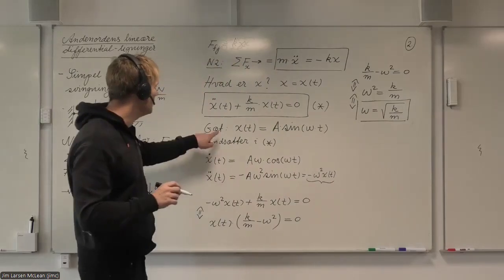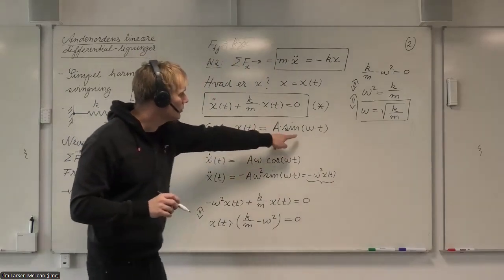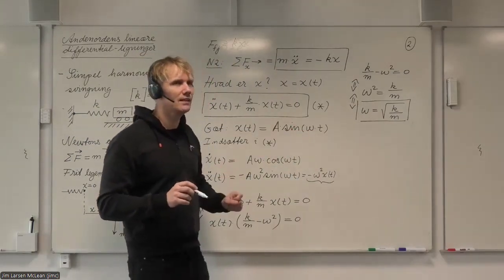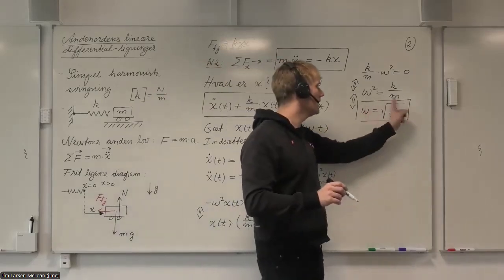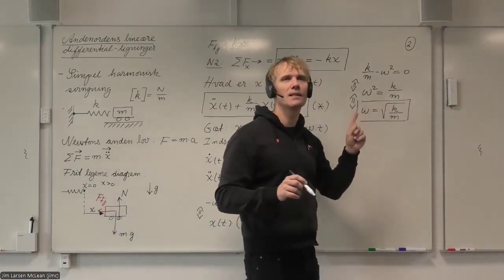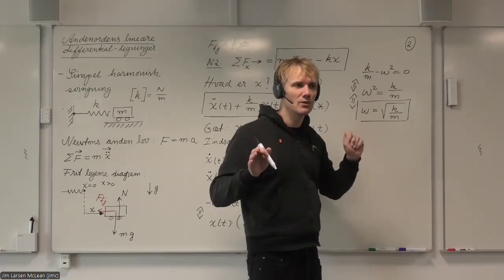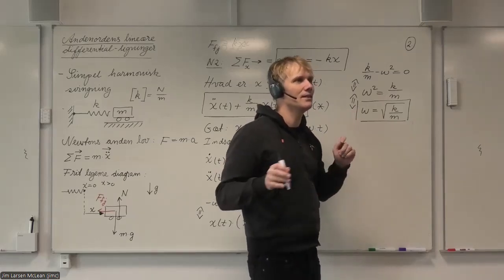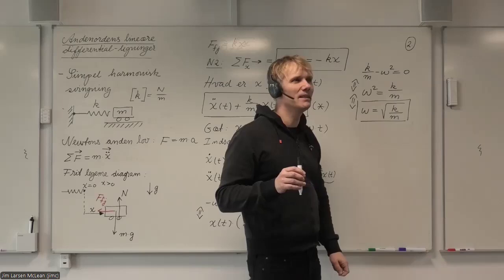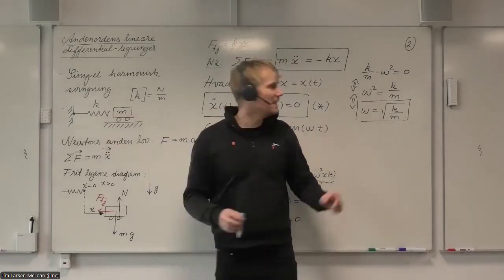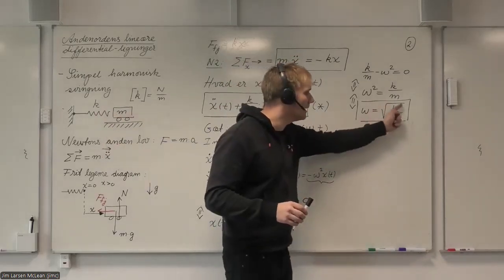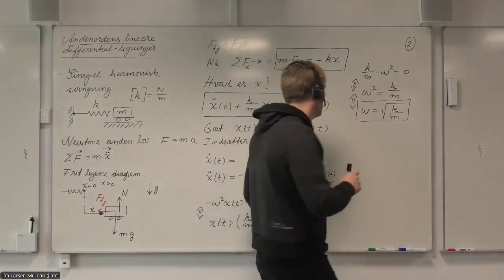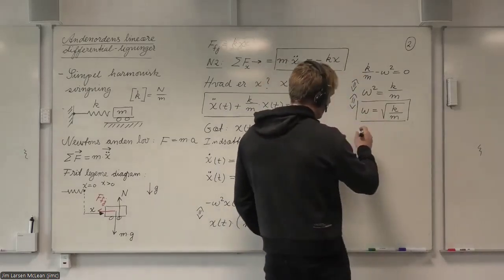That means this A times sine of omega t is the solution to the differential equation, but only if omega is correct. Only if you take the right sine that oscillates with the correct angular velocity does it work. Namely, the one that corresponds to the system wanting to oscillate at precisely that angular velocity. There's something called natural frequency.